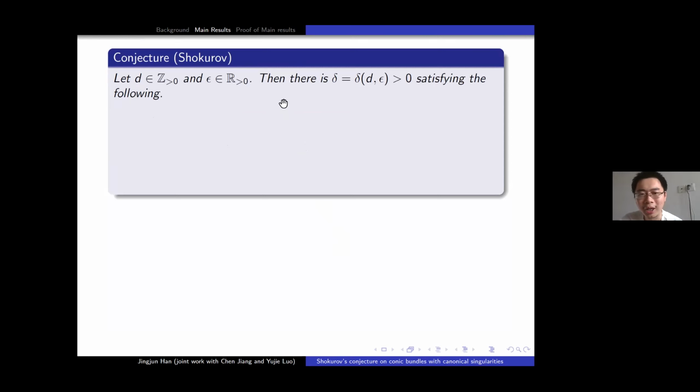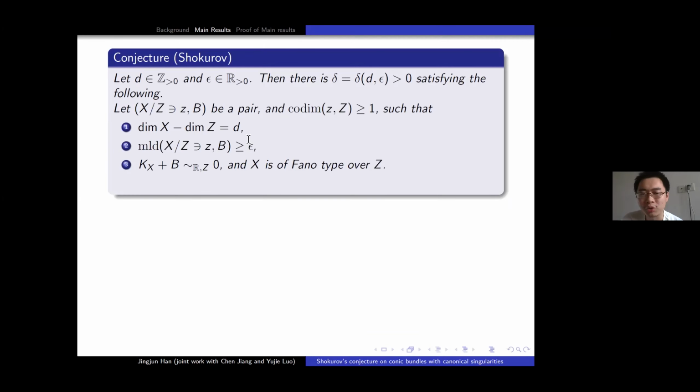And now it's time to introduce Shokurov's conjecture. Shokurov conjectures that for such a canonical bundle formula setting, if X is of Fano type over Z, then if we can control the singularities on X, we can control the singularities on Z. For any relative Fano pairs, if (X,B) is a pair over a point z of codimension at least 1, and I fix the relative dimension of X to Z to be equal to d, and the MLD of this relative pair is larger than or equal to epsilon, and I require that this pair is a relative Fano over my base, and moreover, I require that X is of Fano type over Z. This is very crucial.